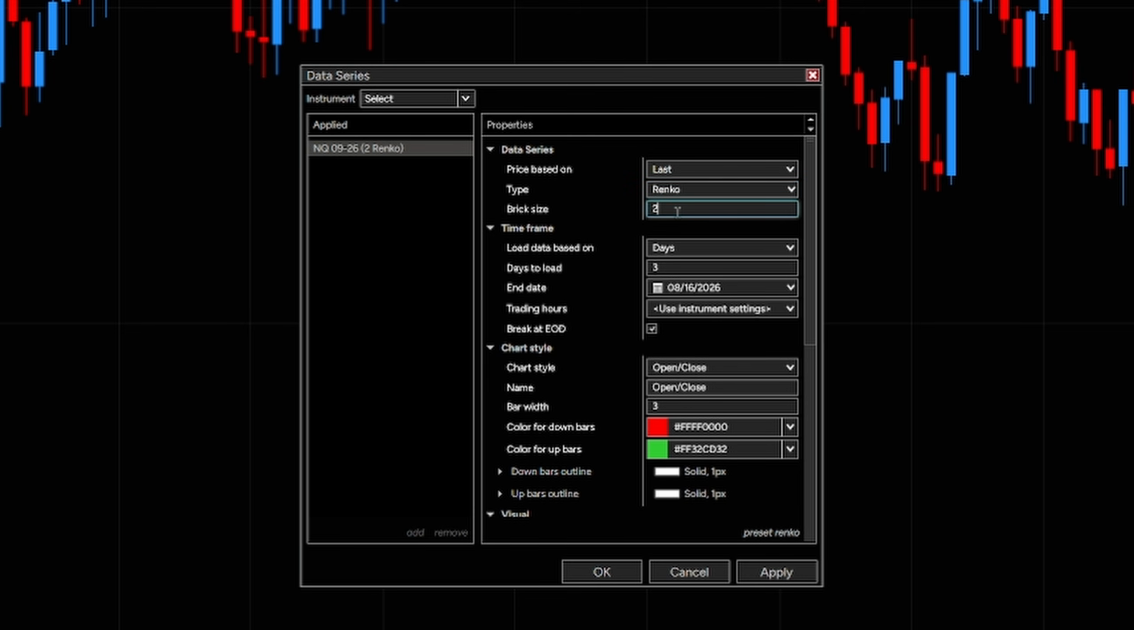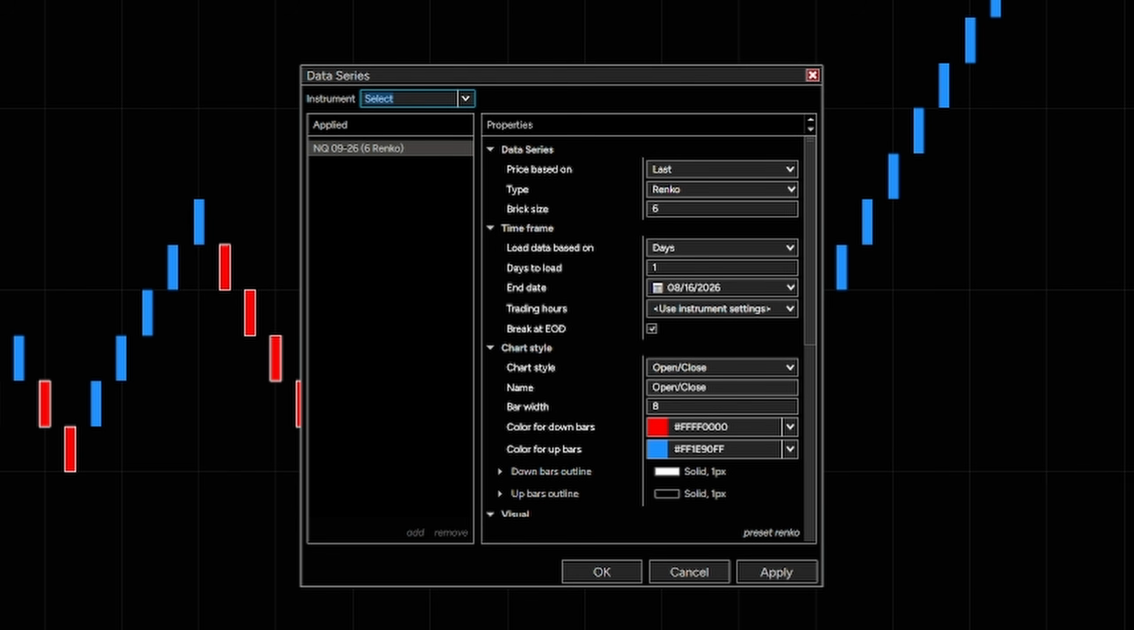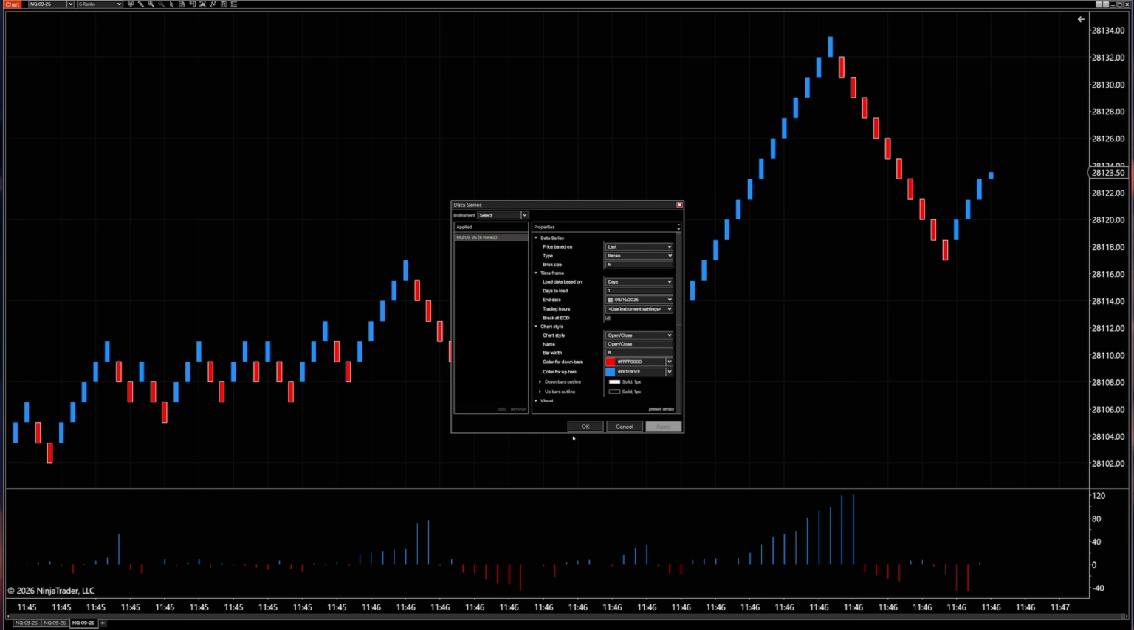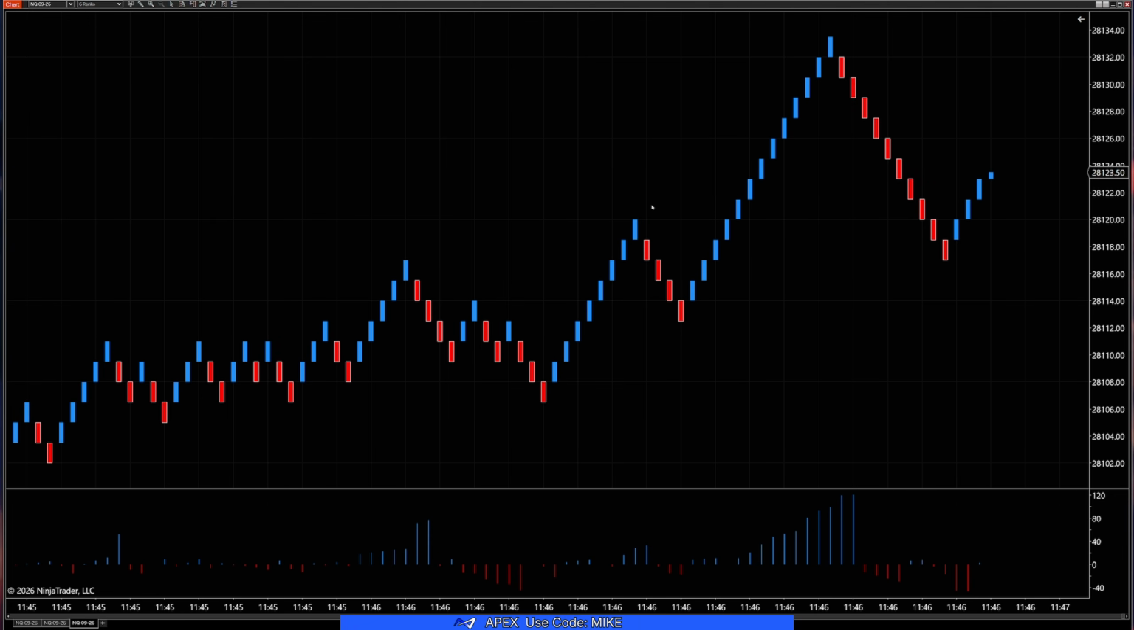Now the brick size is going to be how many ticks are in each brick. The more ticks in a brick, the longer it's going to take for that candle to form. So for instance, with a 6 brick candle, each one of these bricks is going to be 6 ticks. However, if you look down here at the bottom, notice where it says time. We have so many candles within this 1 minute time frame.